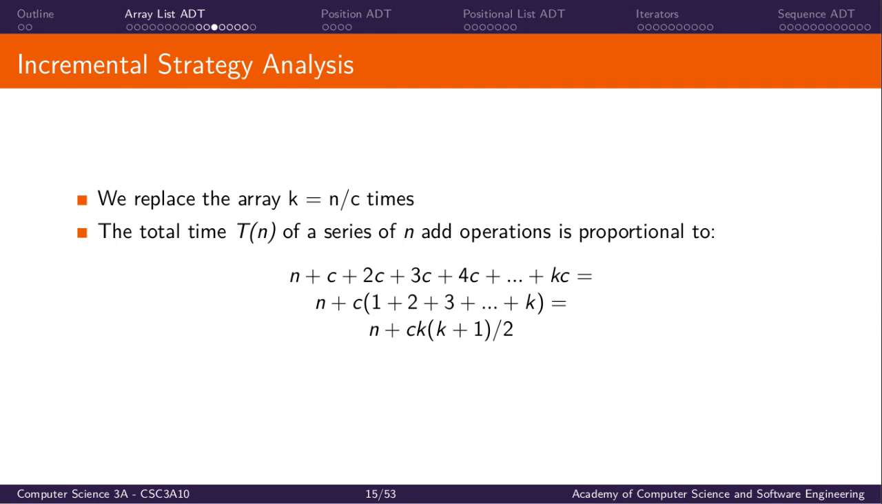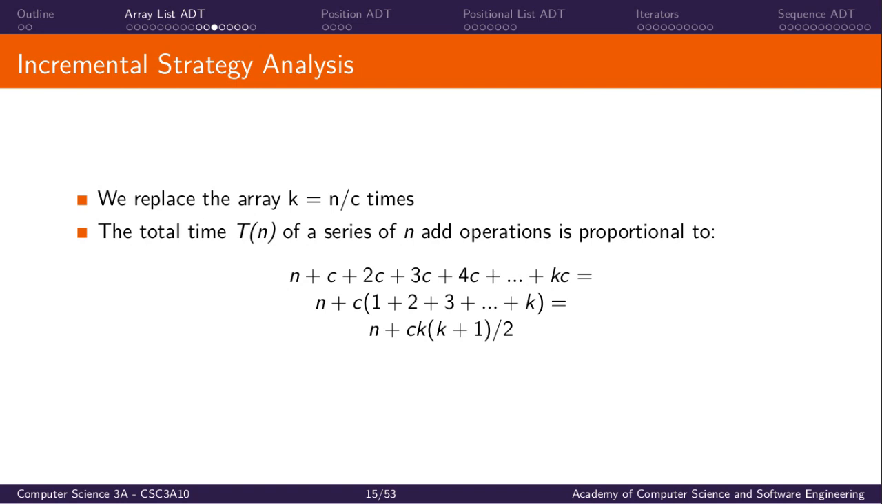So for our incremental strategy, we're adding C new spaces each time. How many times are we going to have to do this? Well, if we had started with that single space array, each time adding C spaces to increase our array, then we're going to replace this array n over C times. As in, we're going to have to add C spaces n over C times to be able to do our n inserts. And that makes sense, right?